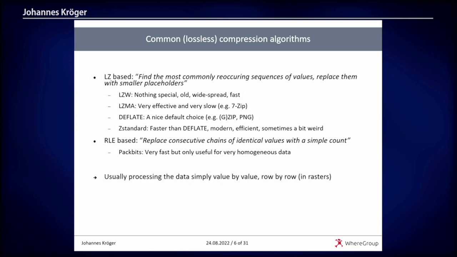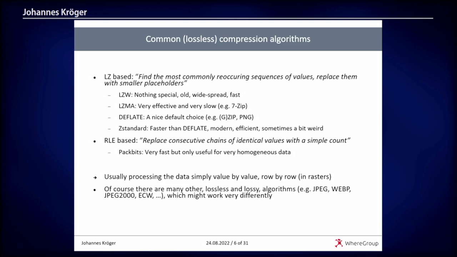These algorithms usually look at the data really stupidly. They don't know about spatial relationships, they don't know that it's a 2D or even 4D or whatever-D data set. They just look at the linear row or the sequence of values, which works well, but it might work better if they were smart about spatial relationships. Of course, there are lots of other algorithms like JPEG, WebP, some wavelet-based ones, and so on, which work completely differently. But I want to compare LERC to these other algorithms, or rather, the competitors to that LERC algorithm.